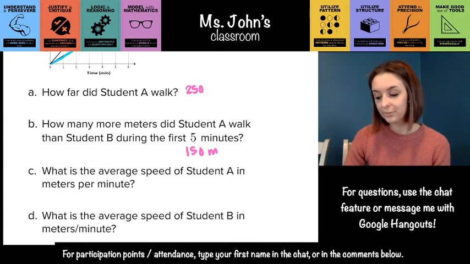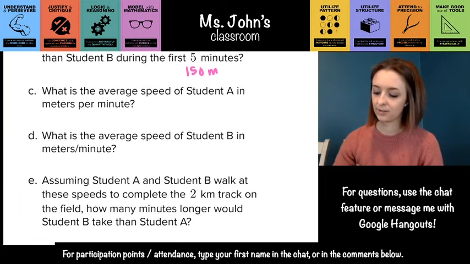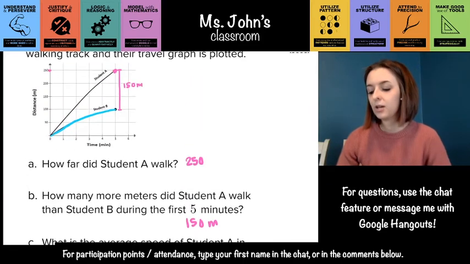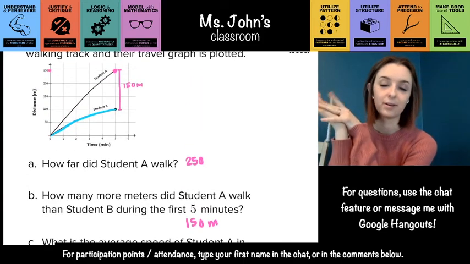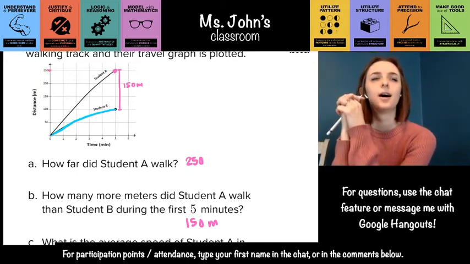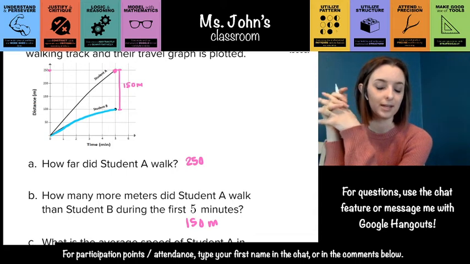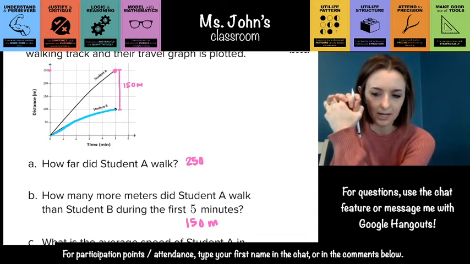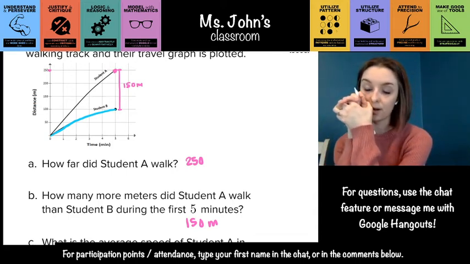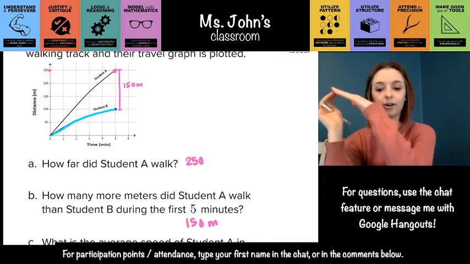What is the average speed of student A in meters per minute? And then the next one is about the average speed of student B. So when we're talking about average speed, we actually haven't talked about this probably in a while. When there's curved graphs like this, a lot of times we don't really care about the instantaneous speed because both students walked really fast at first, and then slowed down. That's why there's that curve.